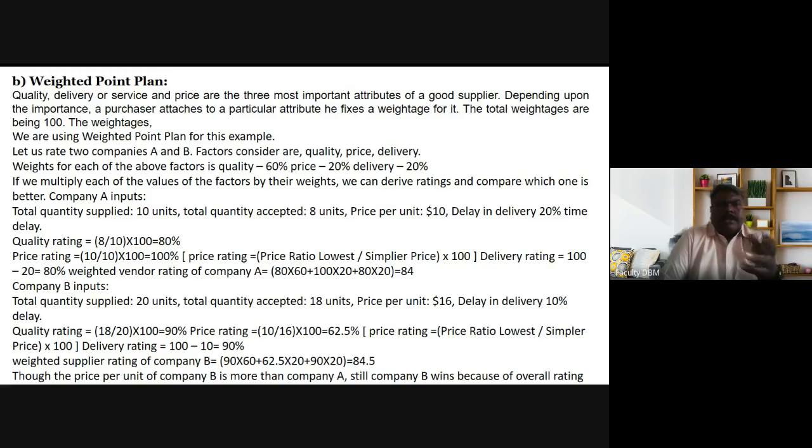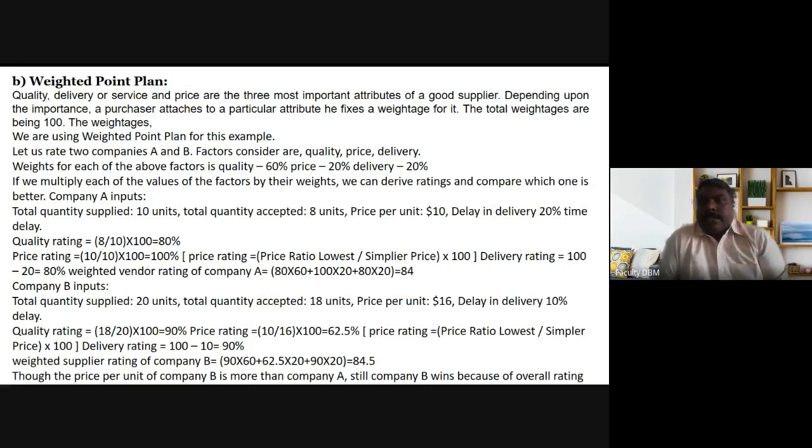Delivery or service: if an author thinks that service is different and delivery is different, he can take them separately. It means if the author takes them as different, it becomes four important attributes. But normally, service also comes in delivery. So we can take it as three: quality, service, and price are the three most important attributes of a good supplier.